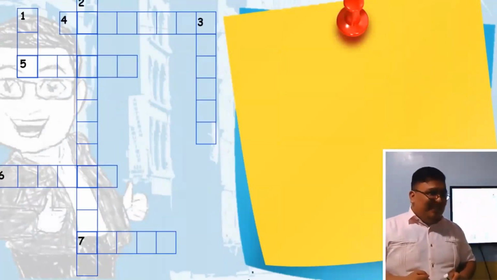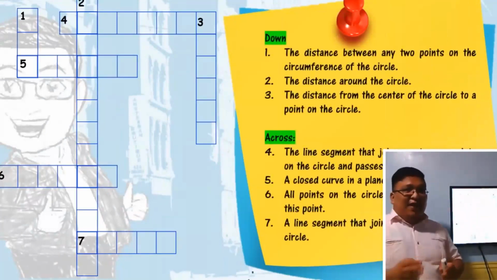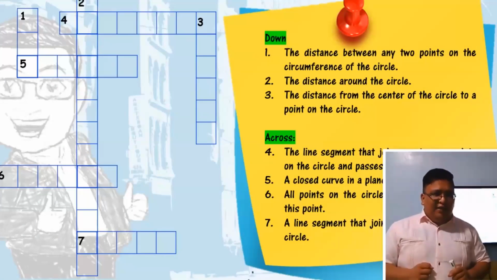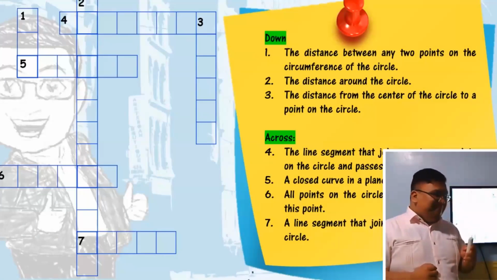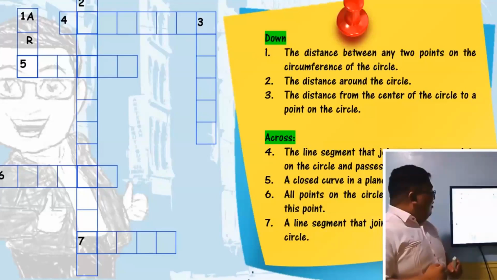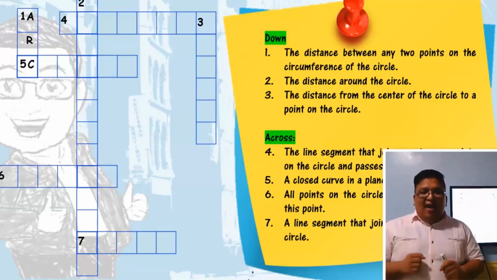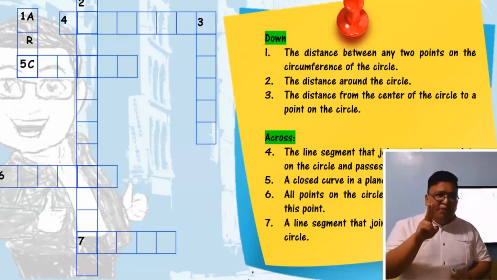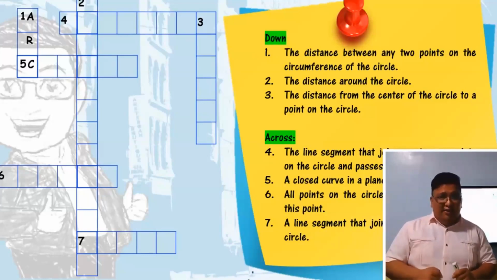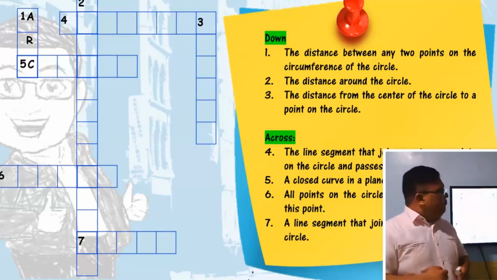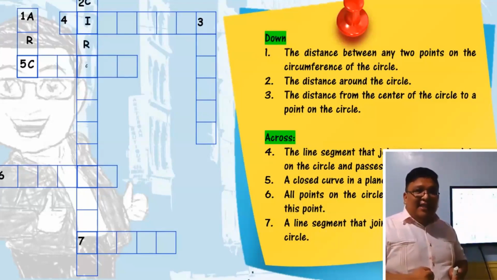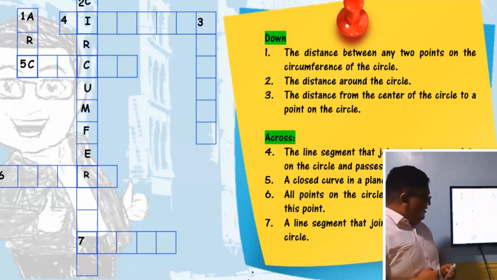Alright, let's answer some questions. First question. It is the distance between any 2 points on the circumference of the circle. Do you know the answer? Very good. It is arc. Arc is the distance between any 2 points on the circumference of the circle. How about number 2? The distance around the circle. Very good. It is circumference.